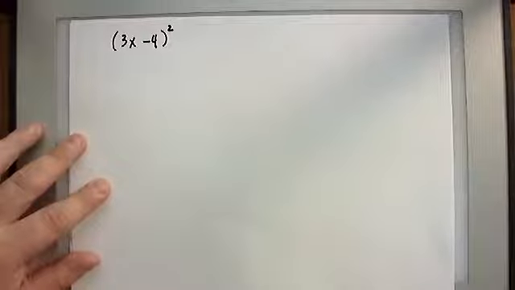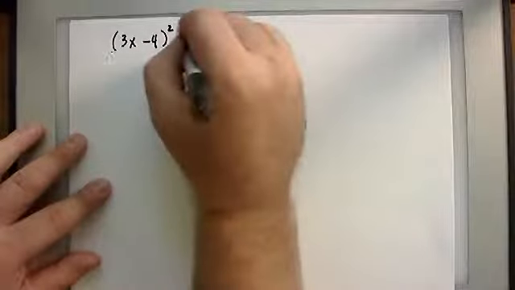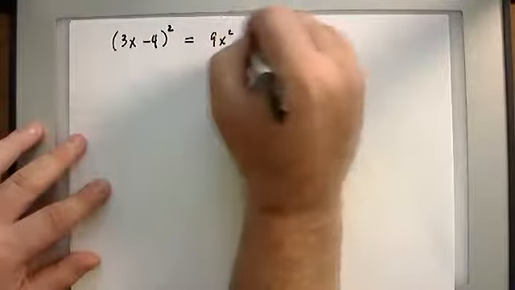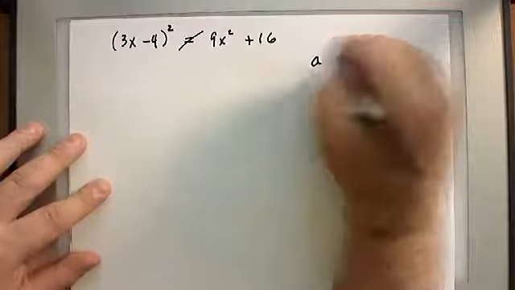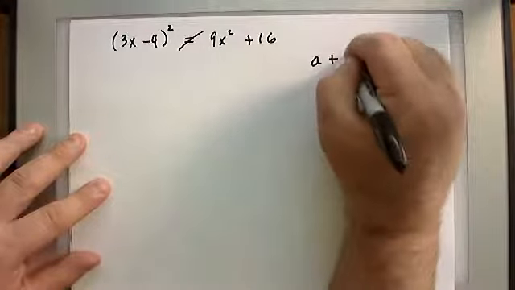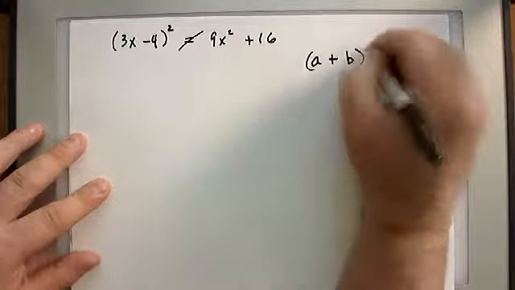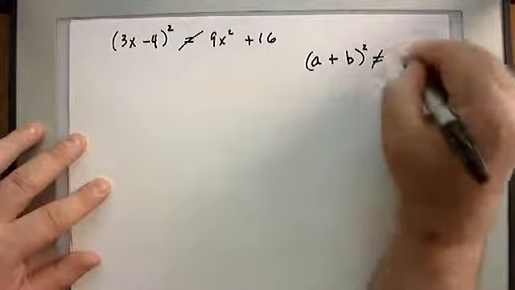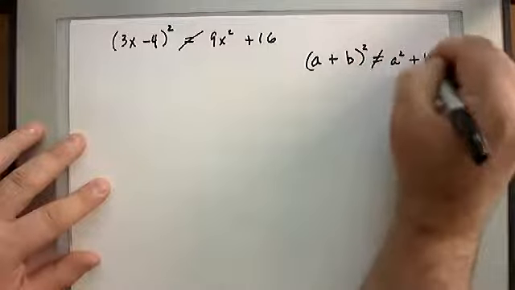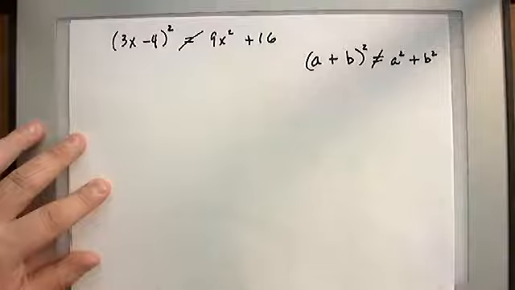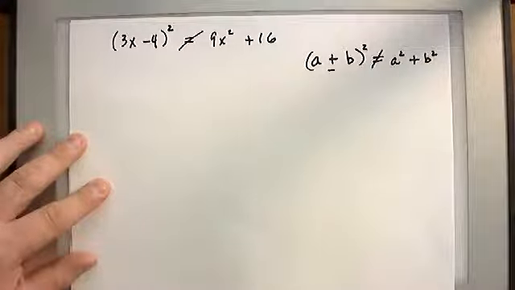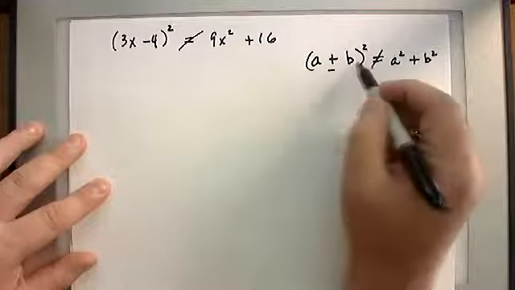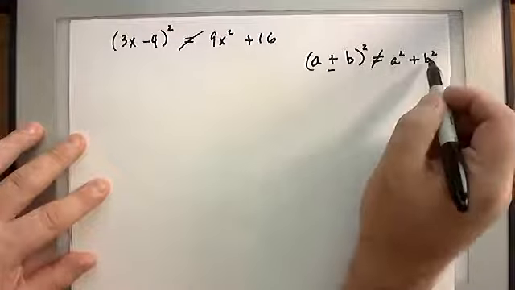3x minus 4 squared. What a lot of people like to tell me is that it's 9x squared plus 16. This is incorrect. It's worth noting sometimes what you're not allowed to do. If you have a plus b and it's squared, it will never be the first one squared plus the second one squared. And it doesn't matter if it's minus, it's still not going to be that. If you have two things added or subtracted and you square them, it is never the first thing squared and then the second thing squared.